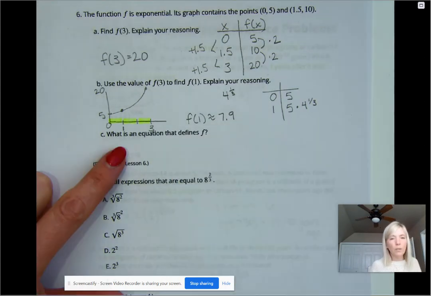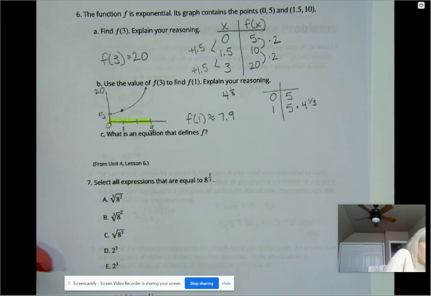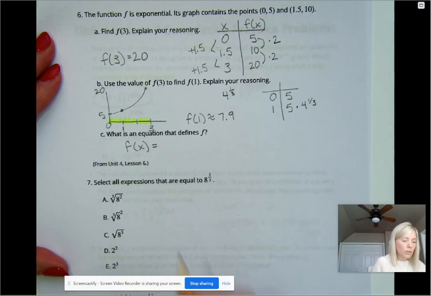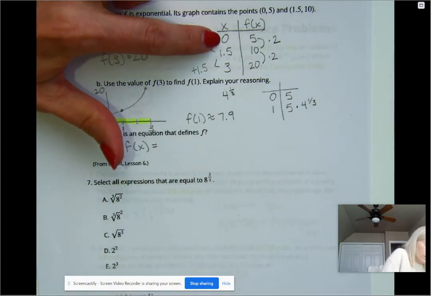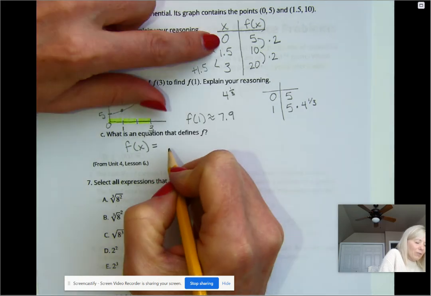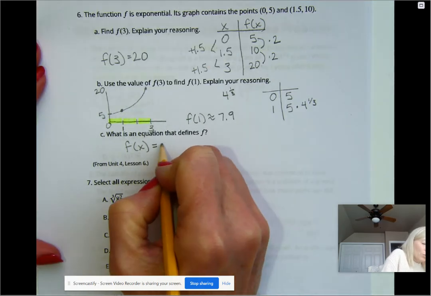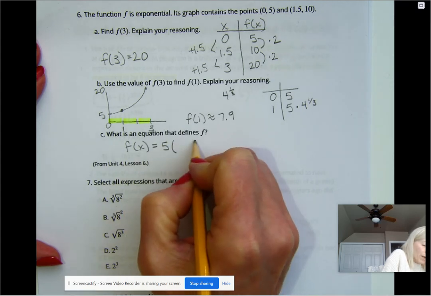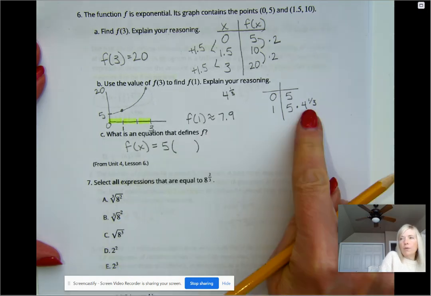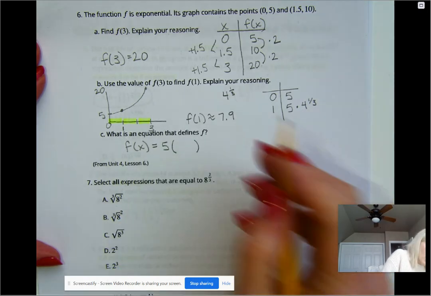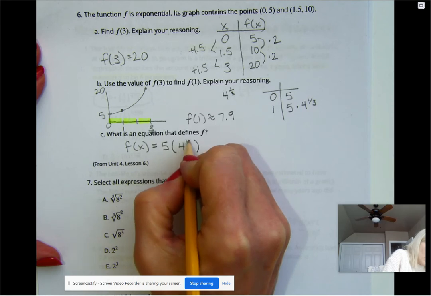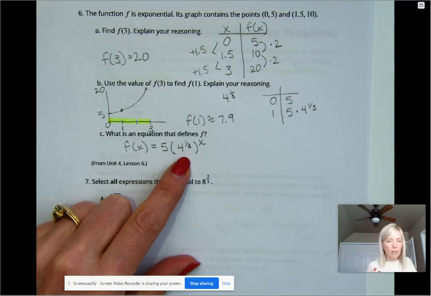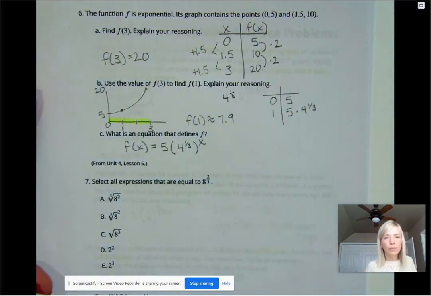Okay, and then what is an equation that defines f? So in order to write this equation, we need to know the initial amount, which is at 0. We already found that. I'm sorry, the value at 0 is 5, so the initial amount is 5. We need to know the growth rate when the interval is 1, which we found with 4 to the 1/3. And so I can write 4 to the 1/3 and then to the x, or I could approximate that. But because it's going to be like a long decimal, I'm just going to keep it as 4 to the 1/3. Okay.